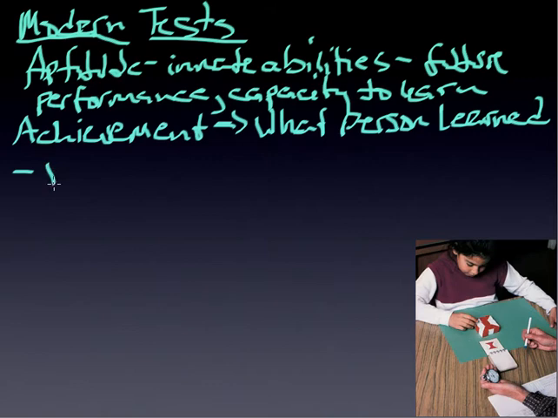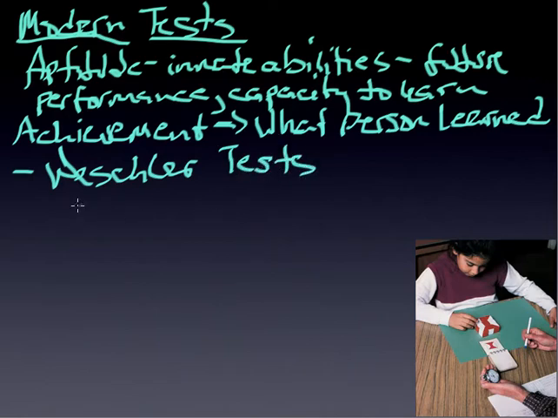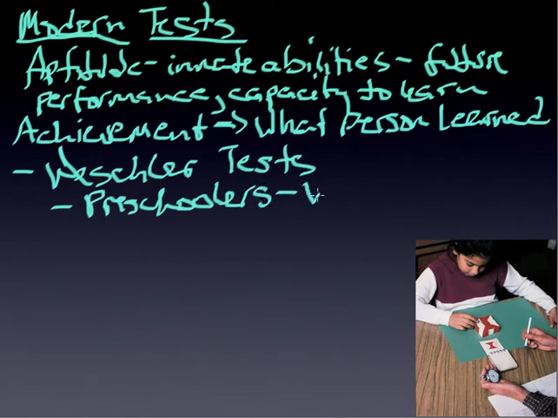Now, one of the key tests that is important to be aware of, I guess would be the best way to put it, is the Wechsler tests. And they come in a variety of forms. We have one for preschoolers, which goes from about 2 years of age to 6 years of age. This is referred to as the WPPSI, Wechsler Preschool and Primary Scale of Intelligence.